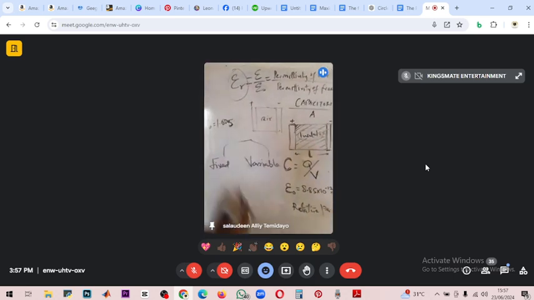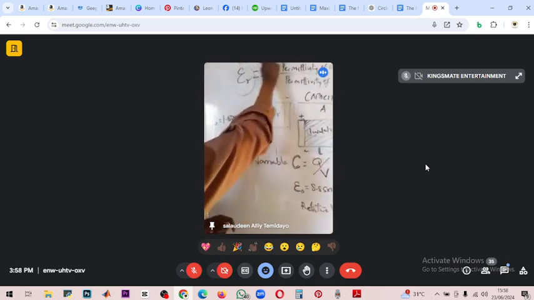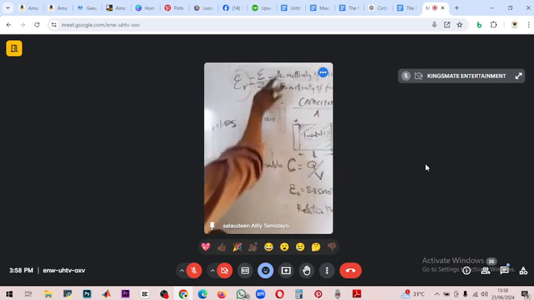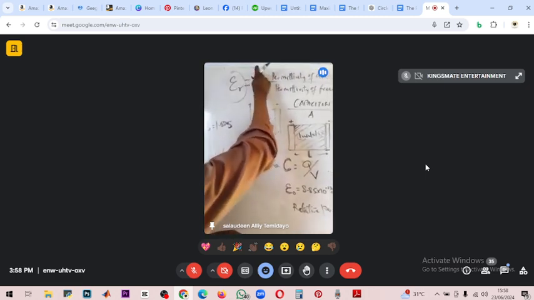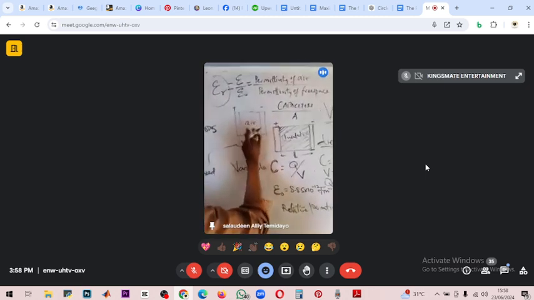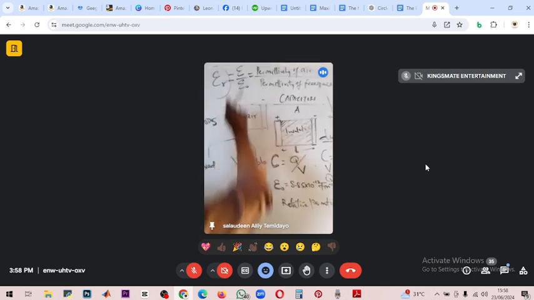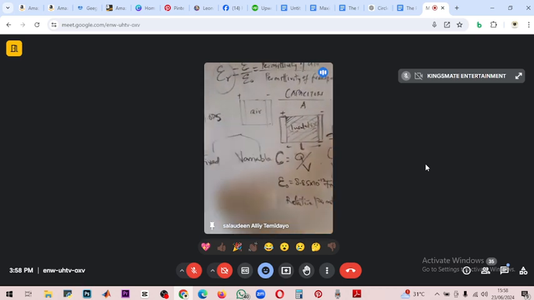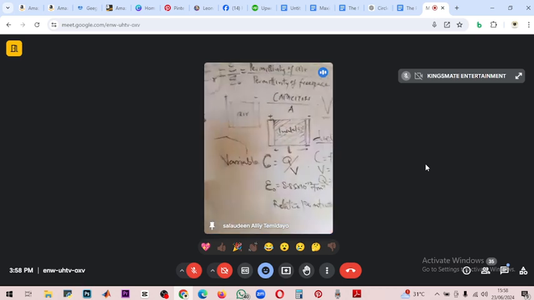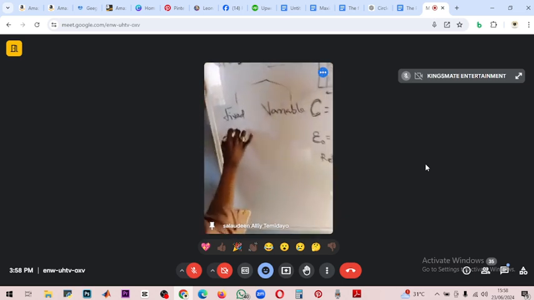But those calculations might not be so important. But note very well that this formula is important. Epsilon R equals epsilon of that material, any material that is inside that dielectric, all over epsilon naught, that is for vacuum. So that is established.